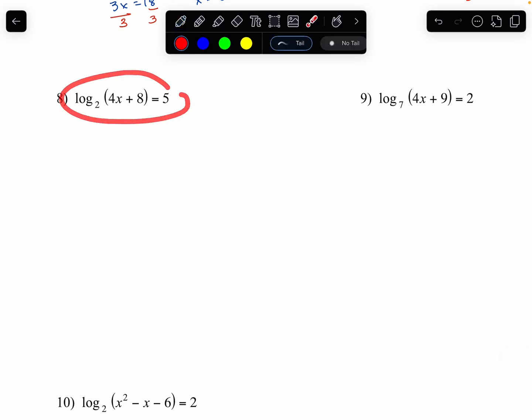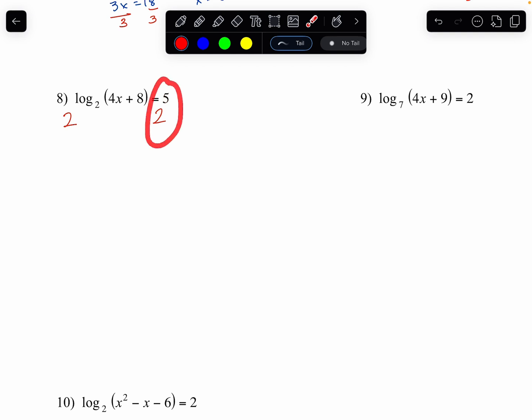For 8, okay, so I don't have logarithms on both sides, so now we're just going to use inverse operations in order to solve for x. Now, since the logarithm is all by itself, what we're going to do is the operation of exponentiate. So this is a base 2. In order to get to this logarithm, I have to exponentiate both sides with a base of 2. So this is 2, and this expression is the exponent. Same on this side. This is a base of 2. 5 is now the exponent to 2.